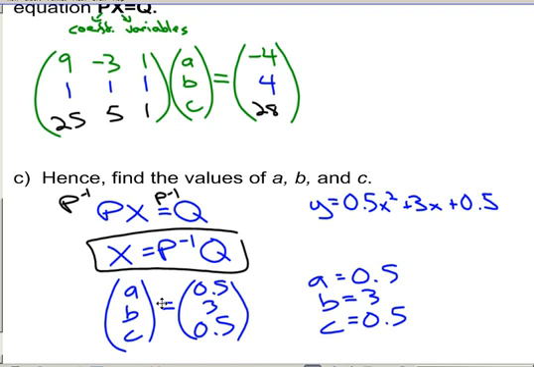So systems of linear equations are one of the sort of prime applications of matrix algebra. We're going to move on to the vectors.